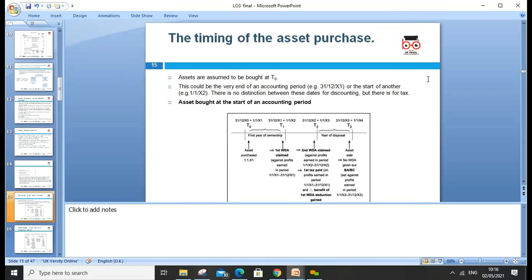The timing of the asset purchase. The asset is assumed to be bought at T0, the base year, and could be at the very end of the accounting period, or if accounting periods are the start of another year. There is no distinction between these dates for discounting, but there is for tax. So that's what we need to look at.